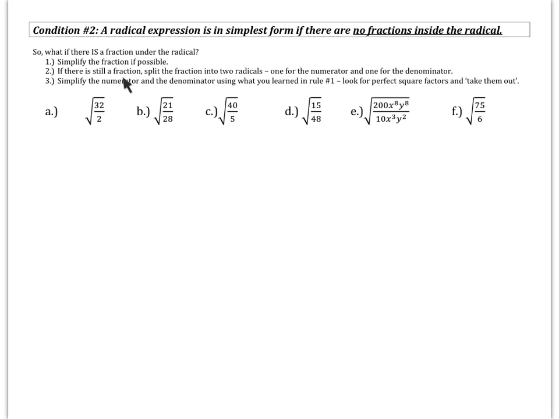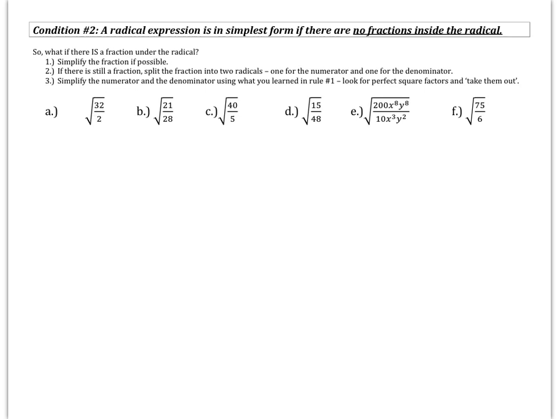If it's still a fraction, then you do the little trick we were doing before. You just split it into 2 radicals, one for the top and one for the bottom, and then you simplify those radicals, which was basically what we were doing up there. So here, if I go ahead and do the square root of 32 over 2, well, let's divide that first, and you get 16.